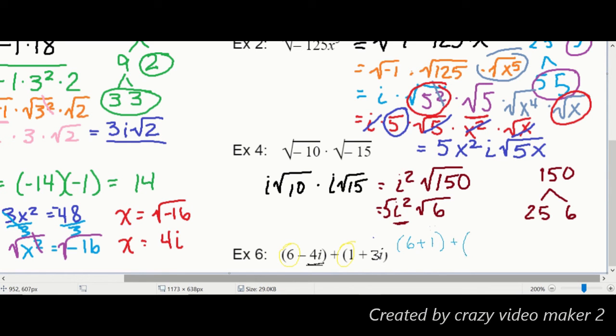Now our other ones have this negative 4i and this 3i. We can say negative 4 plus 3, so taking those front coefficients and then attaching an i there. Once we're to this part, we can simplify, saying 6 plus 1 gives us 7, plus negative 4 plus 3 gives us negative 1 times i, which then in the end will give us 7 minus i, because negative 1 times i will give us a minus i. And then this will be our final answer.